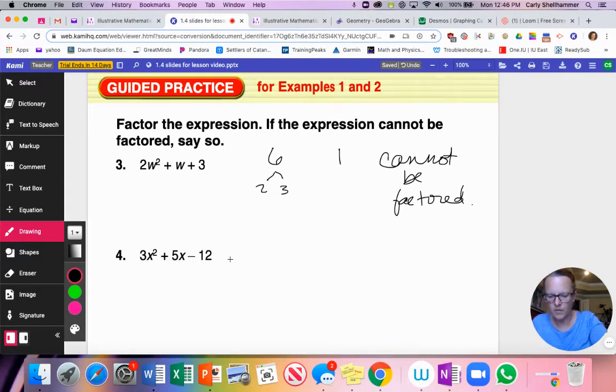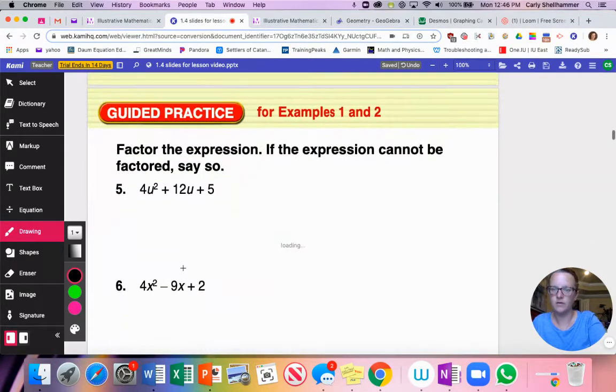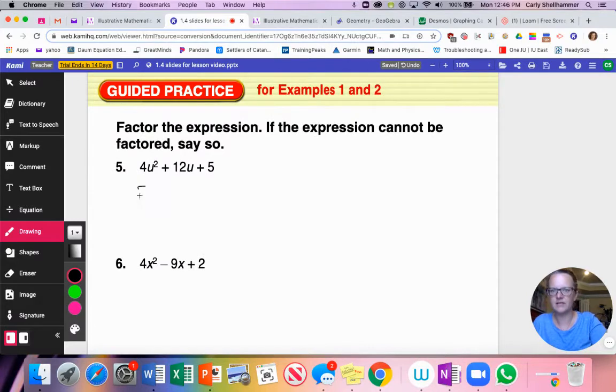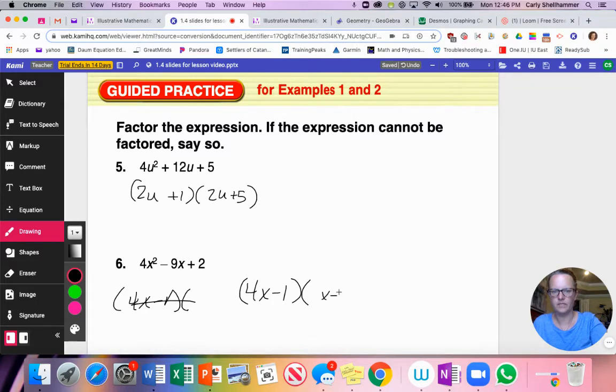And then number 4, my answer is 3x minus 4, x plus 3. And I think I have 2 more. Number 5 is 2u plus 1 and 2u plus 5. Number 6, 4x minus 1. That didn't come out right. Okay, cool.